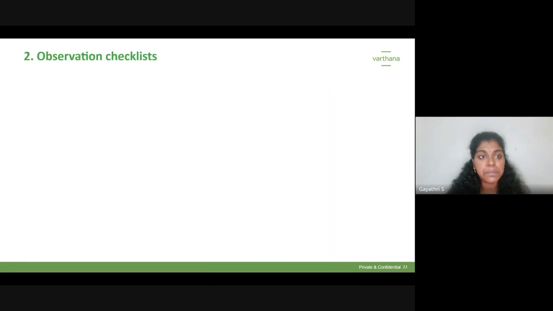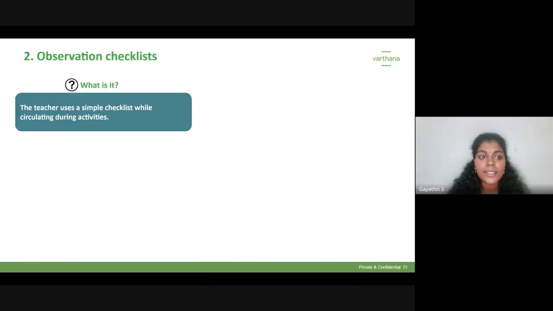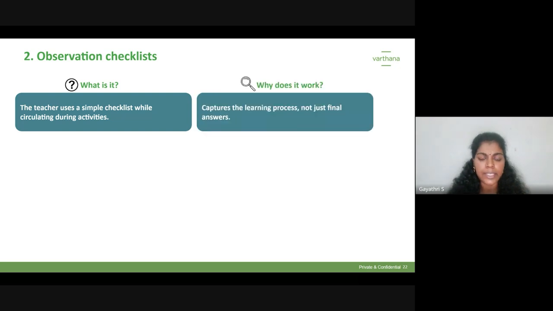Second one is observation checklist. What it is, you have a simple rubric, a checklist in hand. So you don't have much time to go back and review each and every answer. What do you do? Take the checklist in your hand, go through every group, and see what they're doing. While they're doing their activity itself, you will tick the checklist, right? That's a very simple technique. So this is what you will be doing when the learning is happening, not when the final answer is written. While they're doing the activity itself, you will be capturing it, right?